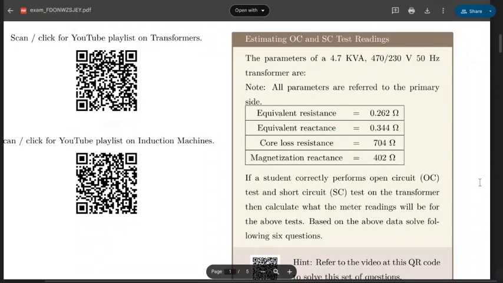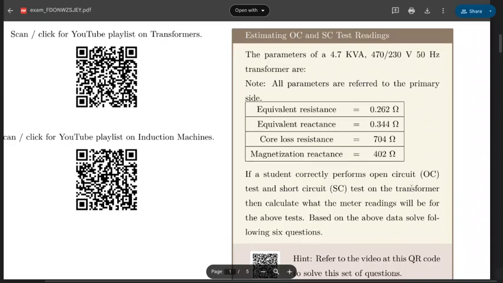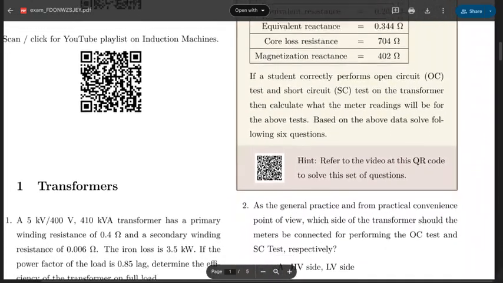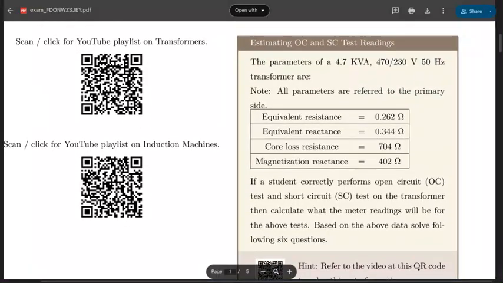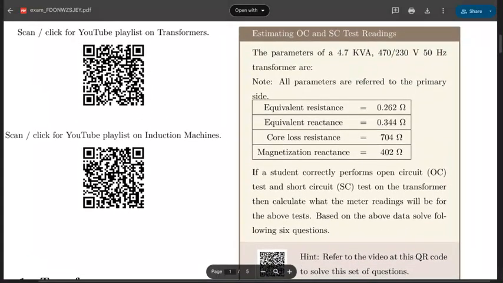Hello everyone. There have been some student emails regarding doubts pertaining to this particular question, that is estimating the OC and SC test readings. What I thought, I will solve this question completely taking one sample problem so that it will be convenient for all of you. In fact, everybody should see this video because I'm right away solving directly the question from the exam.